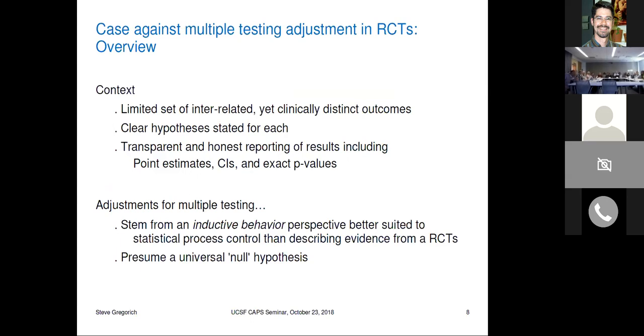And the arguments in favor of adjustments for multiple testing stem from kind of a Neyman Pearson inductive behavior perspective on the role of statistics in science. That's really, a lot of people believe, better suited for statistical process control than it is for scientific RCTs. And adjustments for multiple testing in the multiple outcome realm presume this kind of universal null hypothesis, that you're trying to control for type 1 errors across a whole set of outcomes simultaneously.